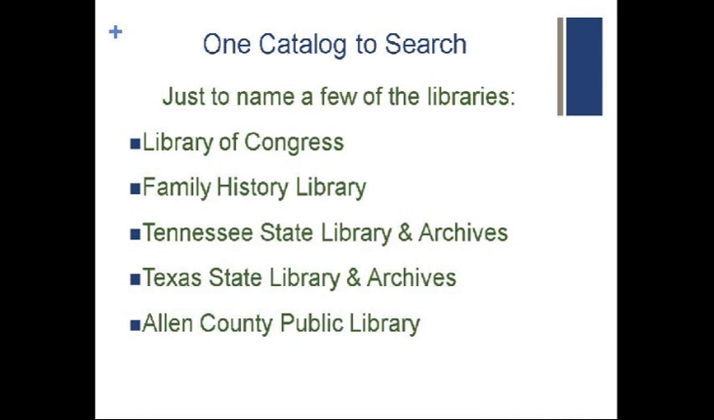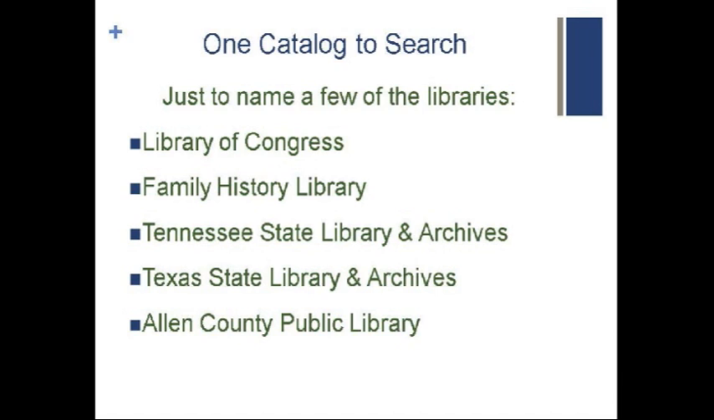So this one library catalog to search, and just to name a few of the major libraries that are on here. Library of Congress is on here. The Family History Library in Salt Lake City, which is the library that FamilySearch is attached to, FamilySearch.org. The Tennessee State Library and Archives, the Texas State Library and Archives. I bet almost every state library and archives is on here. Allen County Public Library, which is one of the major resources for genealogists. If you're not aware, Allen County Public Library is in Fort Wayne, Indiana.